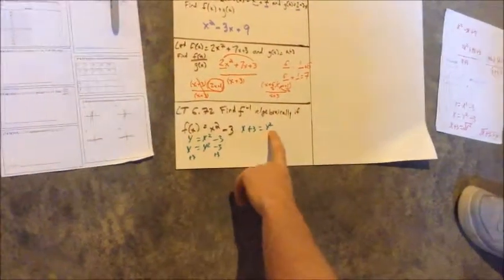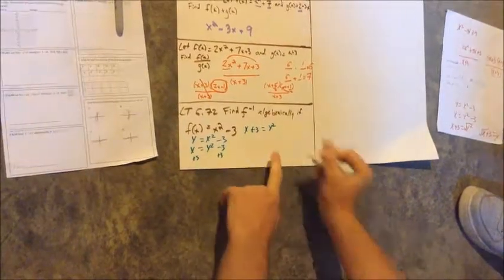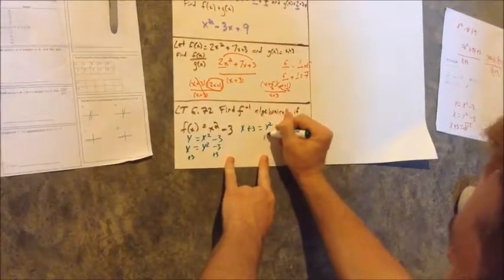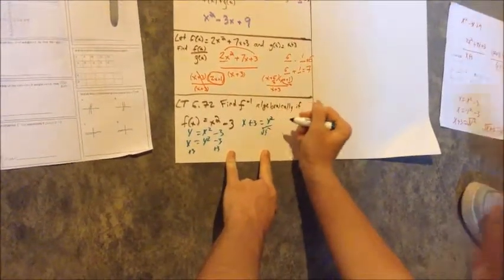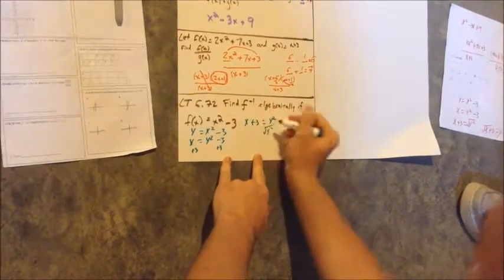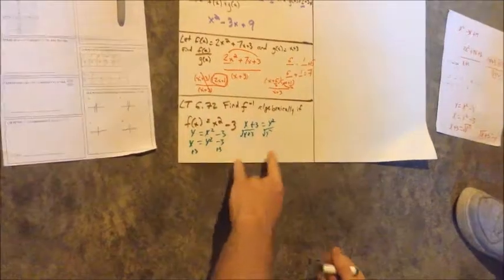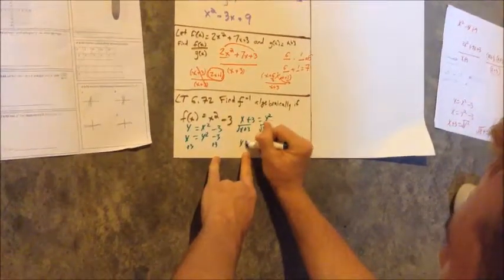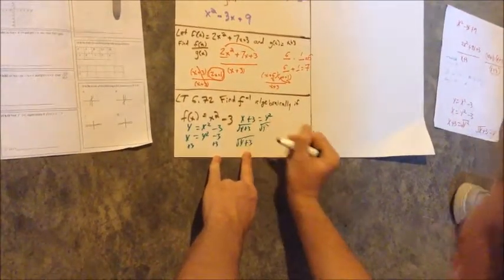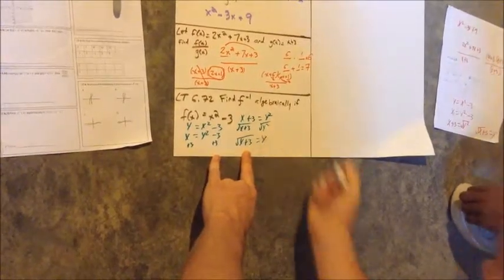Alright, and to get rid of the square, we have to do square root. So we have the square root of y squared, and then we do the same thing on this side. So we have the square root of x plus 3. So our final answer will be the square root of x plus 3 equals y. That's it.